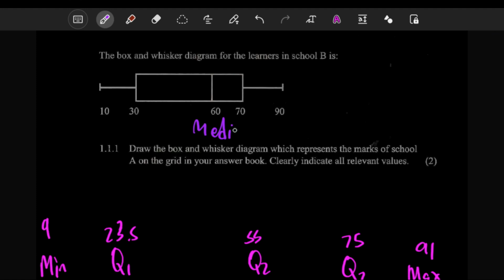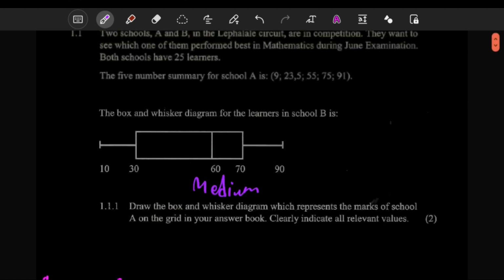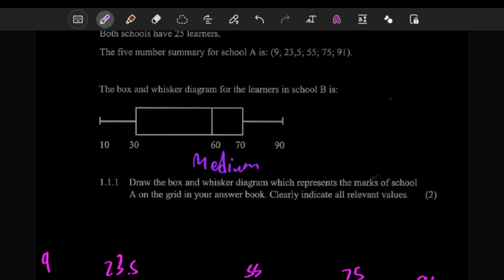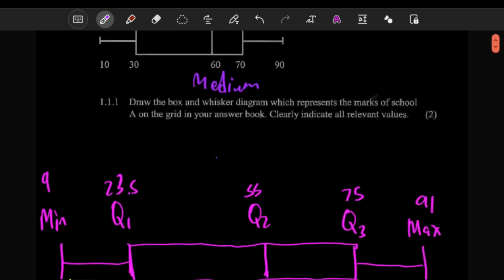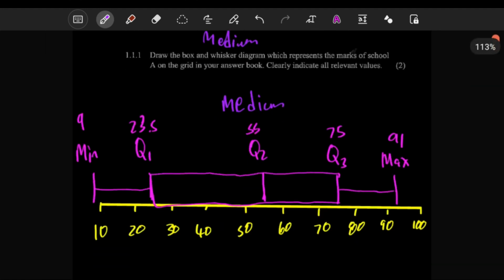This literally means that if you have these 25 learners stand in a line, the person that's in the middle got 60. The ones after this person in the middle all got over 60. But here, the one in the middle got 55. So if the one in the middle there got 60, clearly the ones where the middle is a 60 are the ones that performed better.